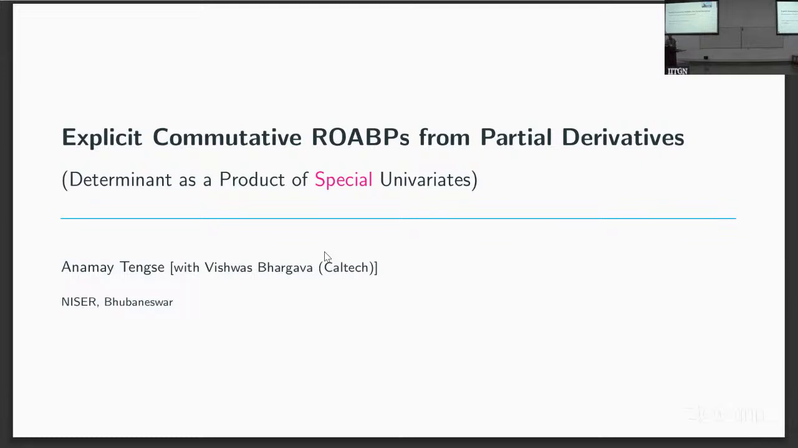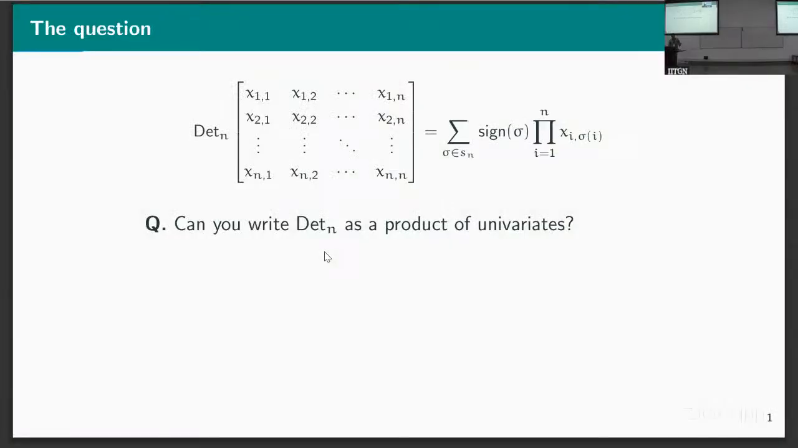We do build what are called explicit commutative ROPs. I'll tell you what they are from partial derivatives, as the title says. But for the talk, I'll just stick with the example of the determinant. I'll tell you how to construct commutative ROPs for the determinant, and what those things are. Okay, so let's start.